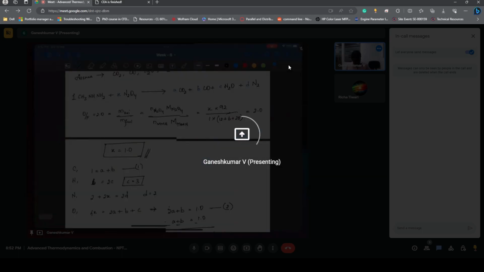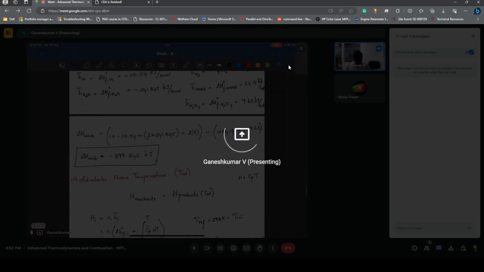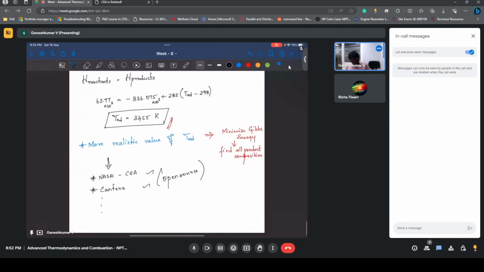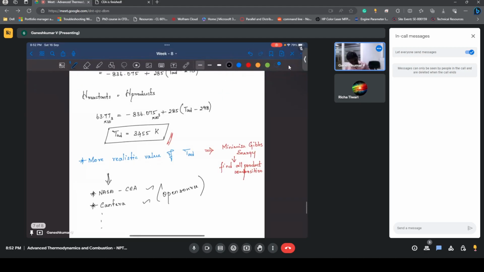That's it. So let me write it down also: the CEA was giving around 2900 K.